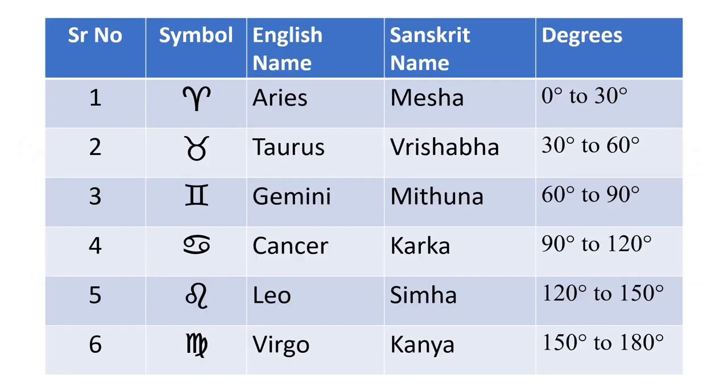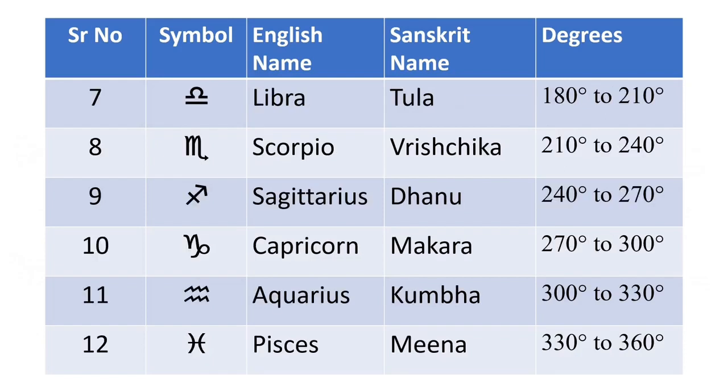The table on this screen shows the first 6 zodiac signs with symbols, English and Sanskrit names, and the degrees of these signs longitudinally. For example, the first sign Aries or Mesha starts at 0 degrees and finishes at 30 degrees. And the second sign Taurus or Rishabha starts at 30 degrees and finishes at 60 degrees. The table on this next screen shows the zodiac signs 7 to 12 with the same information as the previous screen. And as you can see, the last sign Pisces starts at 330 degrees and finishes at 360 degrees, which is the end of the zodiac.